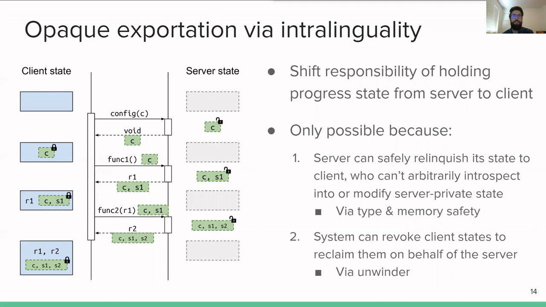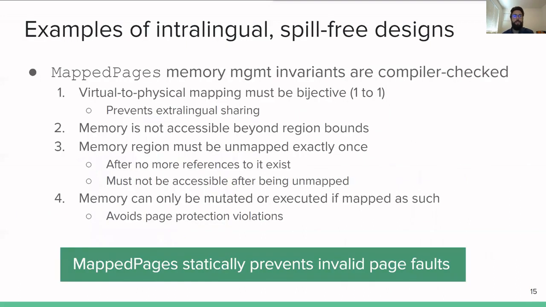Note that in Theseus, we can still revoke those client-held states using its unwinder, for example, to reclaim an acquired resource. One great example of intralingual and spill-free design is Theseus's mapped pages abstraction, which represents a region of virtual memory pages mapped to physical frames. Mapped pages enables the compiler to uphold many safety invariants for the use of arbitrary memory regions, ultimately preventing things like unexpected invalid page faults. Please check out our paper for more details and examples of intralingual multitasking as well.